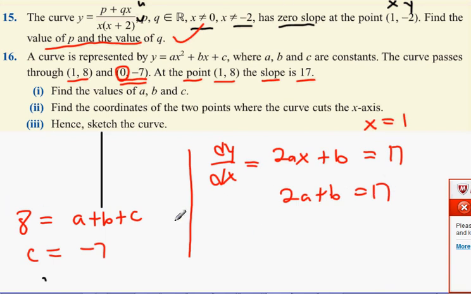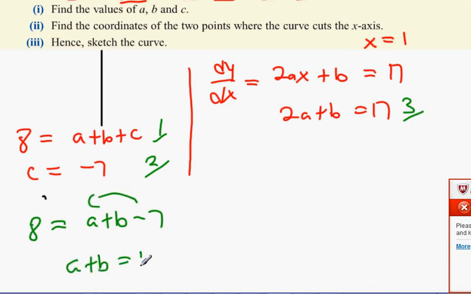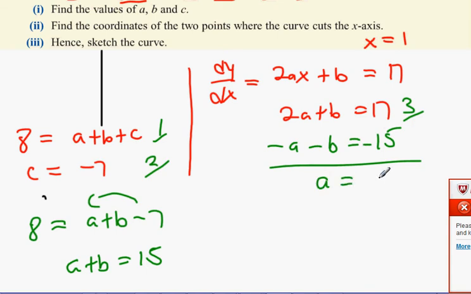Okay, here's our 3 equations. Equation 1, equation 2, equation 3. What I suggest is we substitute equation 2 into equation 1. We get 8 equals a plus b minus 7. Minus 7 goes on the other side and we get a plus b equals 15. Now we multiply it by minus and we get minus a minus b equals minus 15. A therefore equals 2. And if A equals 2, B must be 13.